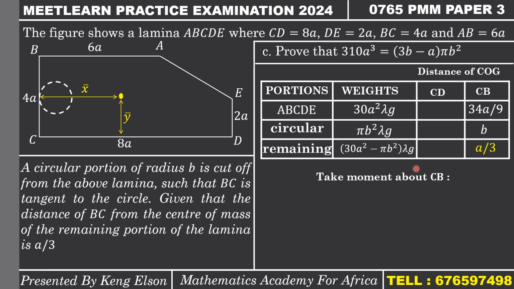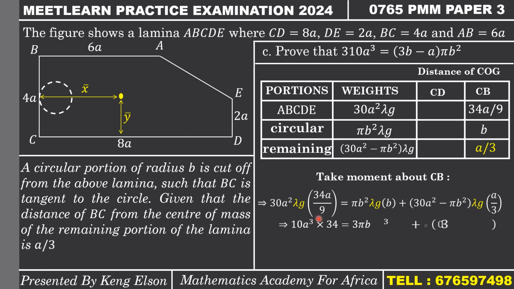We are now going to take moments about CB. The moment of the whole lamina is equal to the moment of what was removed plus the moment of what is remaining, because what was removed and what is remaining are both part of the whole lamina. So we have 30a squared lambda g times 34a on 9 equal to pi b squared lambda g times b plus 30a squared minus pi b squared lambda g times a divided by 3. Lambda g is common throughout, so lambda g cancels.